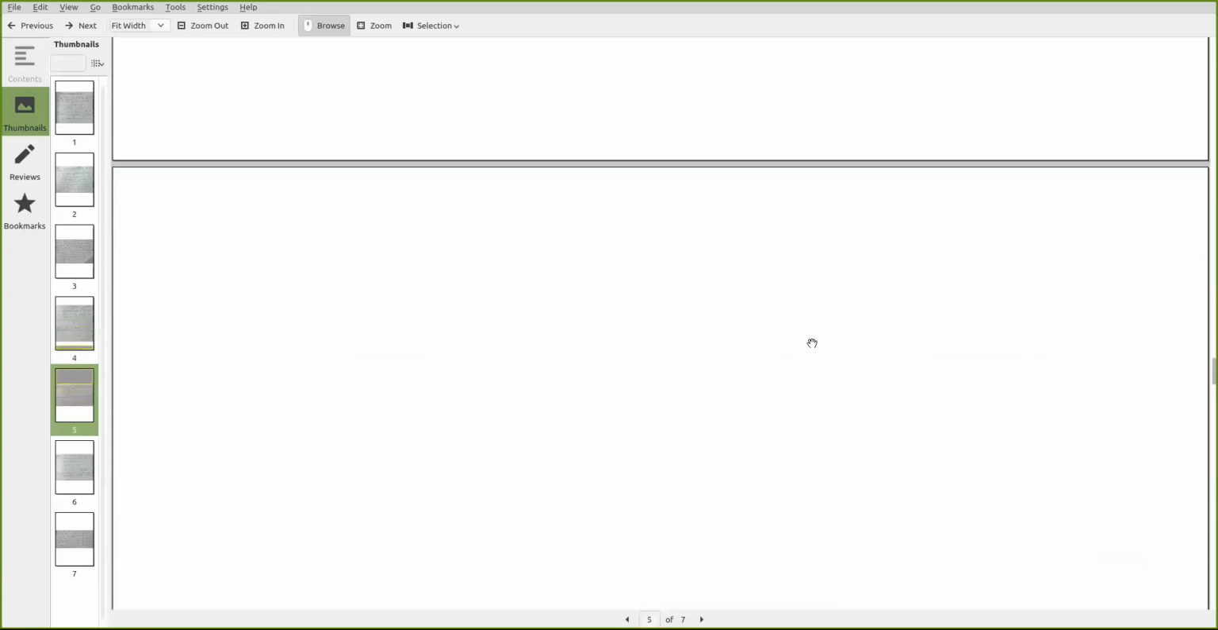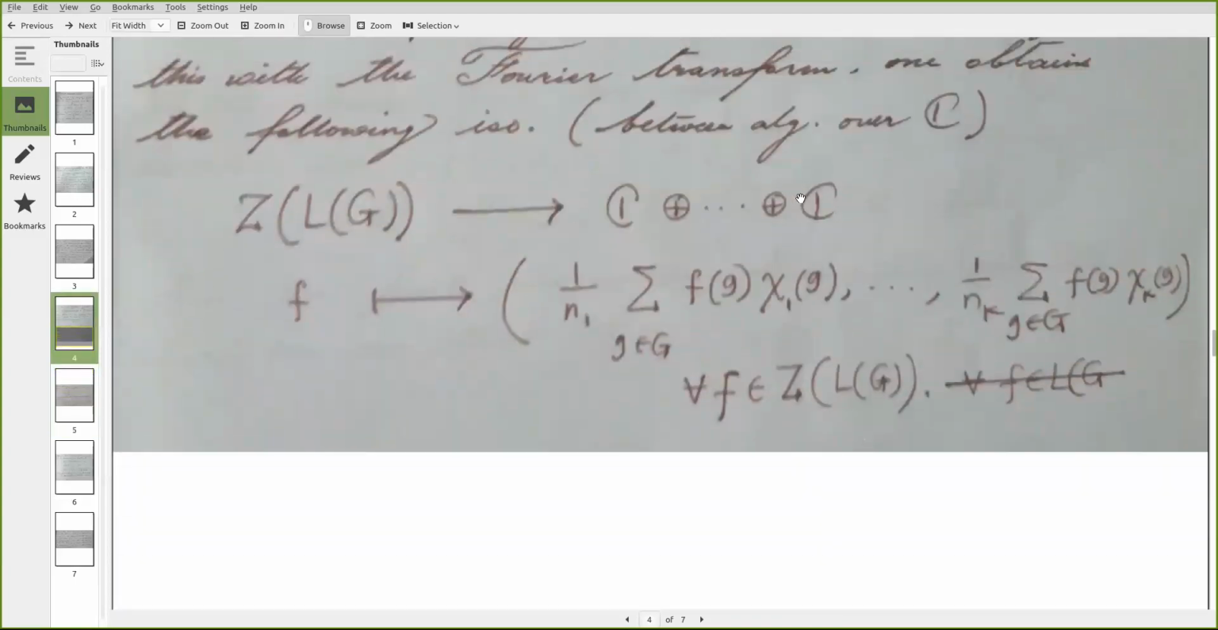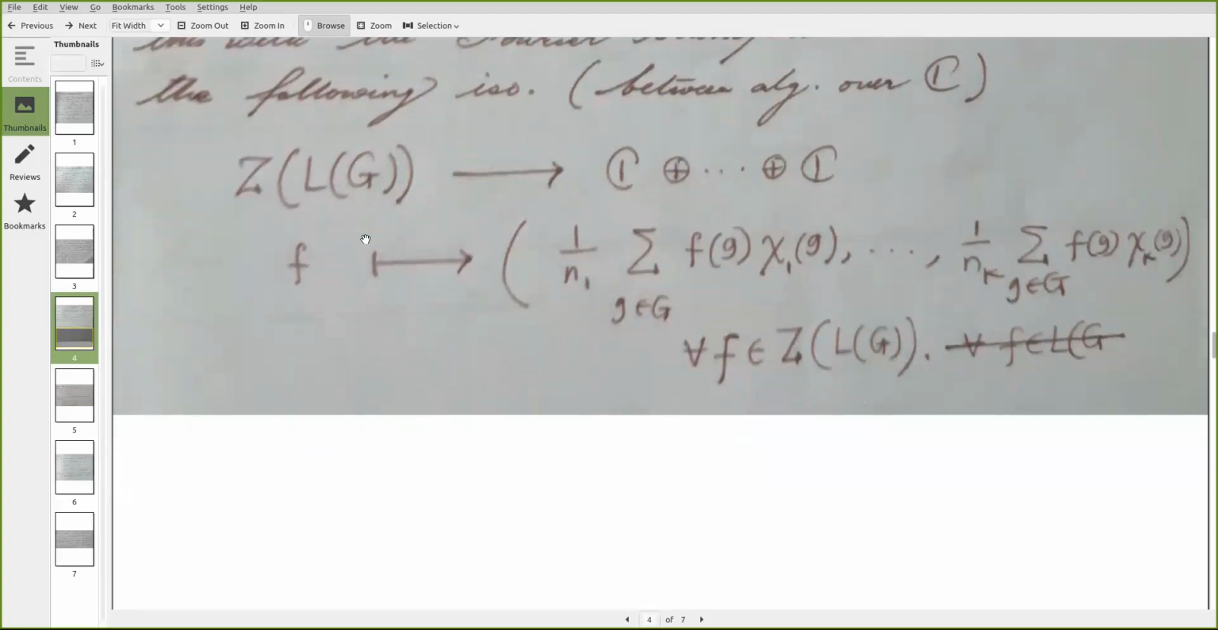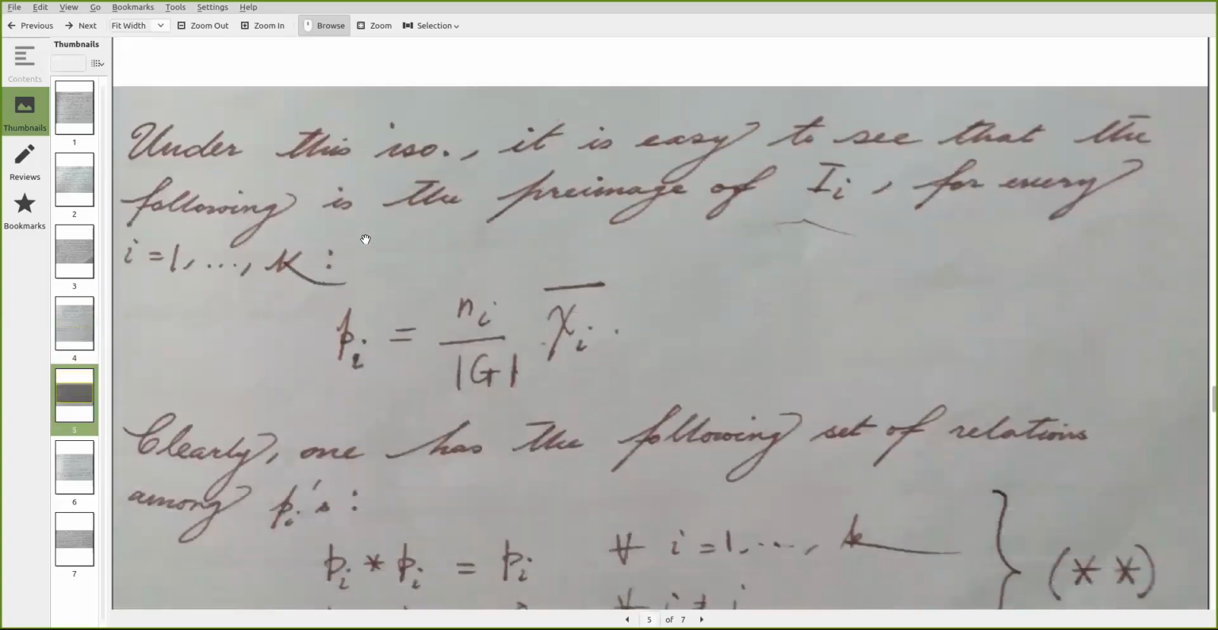Since this is an isomorphism, consider the standard basis element here. A typical element in the standard basis is the one which has 1 at the ith component and 0 elsewhere. That will have a pre-image in Z(L(G)). Now we wish to find what that pre-image is. It is easy to see that if you choose pi to be this, then this pi is going to be the pre-image of the ith basis vector in the standard basis of C^k. Just a direct, easy verification.